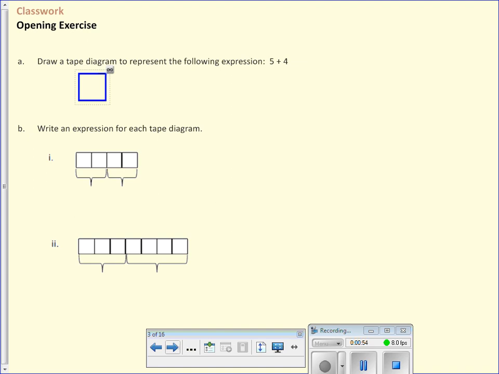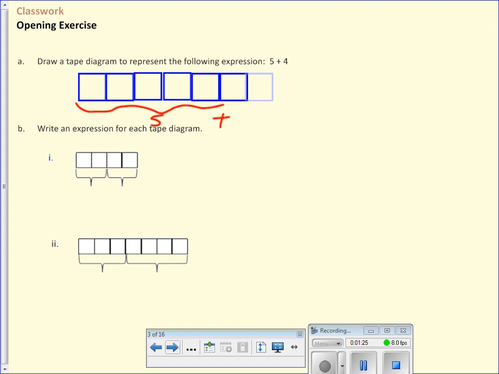So, Part A in your notes asks you to draw a tape diagram to represent the following expression, 5 plus 4. So, 1, 2, 3, 4, 5. So there's our 5. But they want us to add 4 more. So 1, 2, 3, 4. We okay so far?